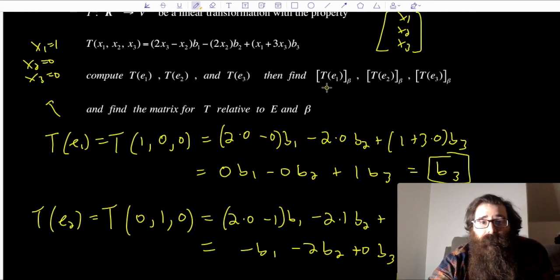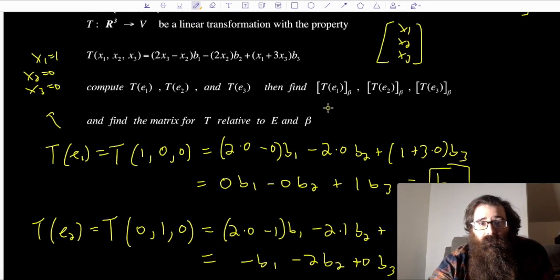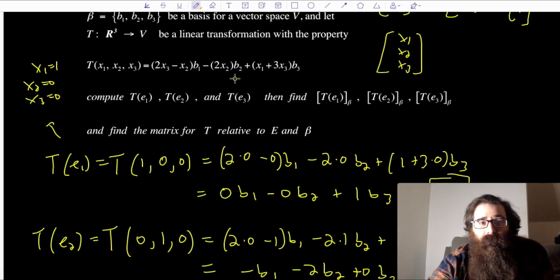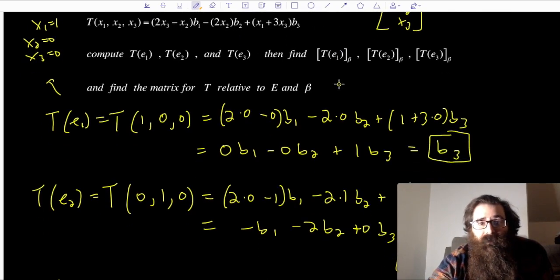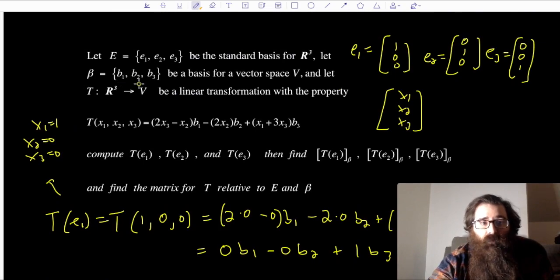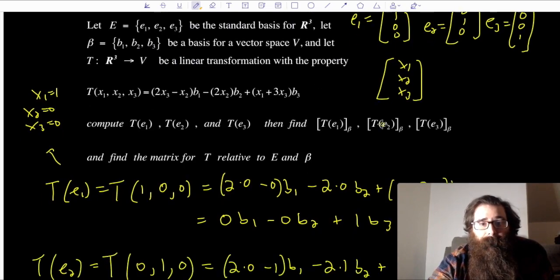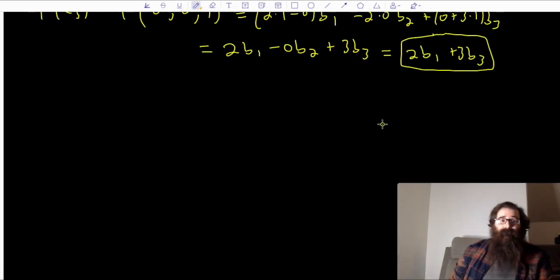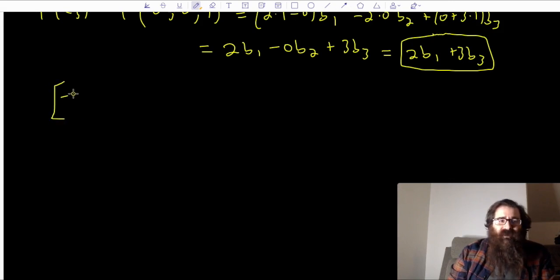But now it wants me to put this in terms of that basis beta. And that basis beta should really be referencing b1, b2, b3. If I think about basis beta, it says right here, basis beta is b1, then b2, b3. So to put these in terms of that basis beta is just going to be a new representation of the work we've done. So T of e sub 1 in terms of basis beta, it's going to be a vector.